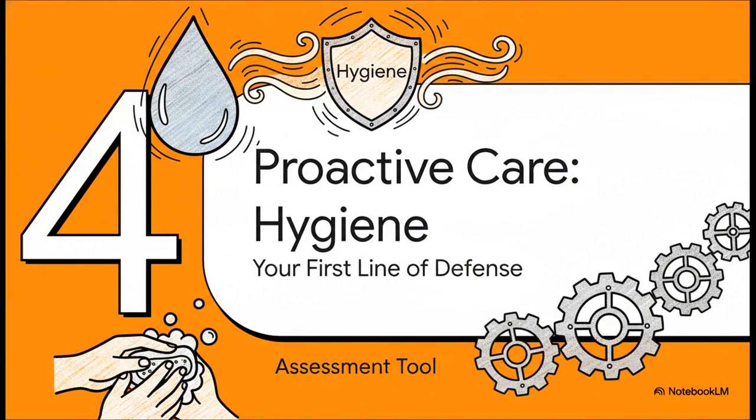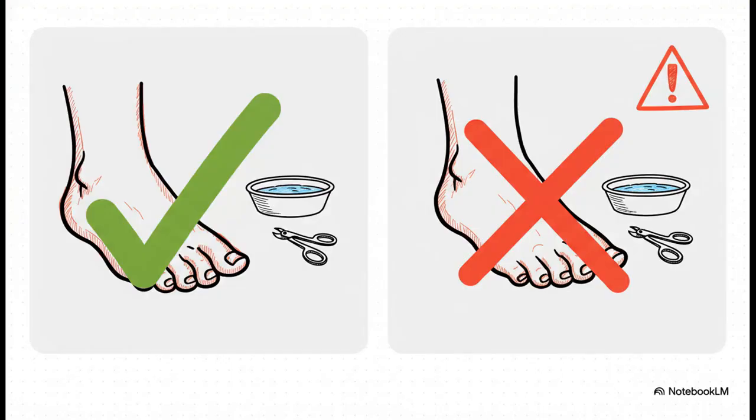Okay, enough doom and gloom. We've seen the problems. Now let's talk about solutions. And our first line of defense is proactive hygiene. It is so much more than just a bath. It's a critical assessment tool. Pay close attention here because this is a massive, must-know safety point.